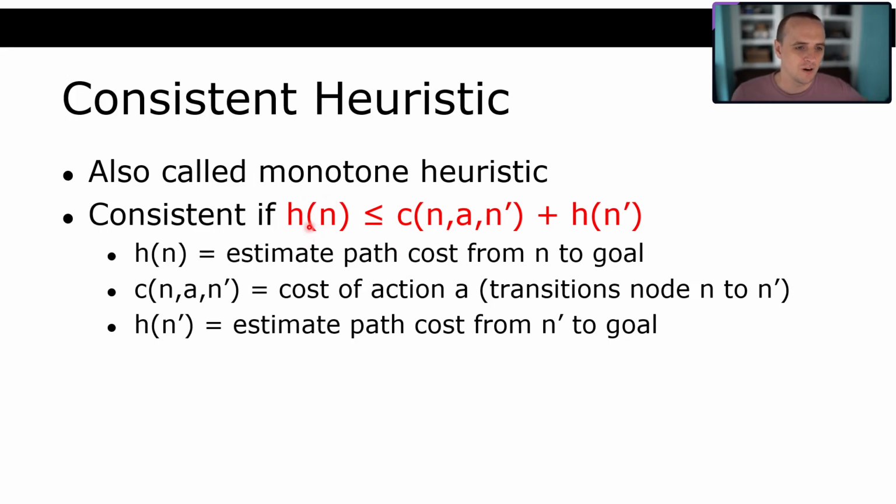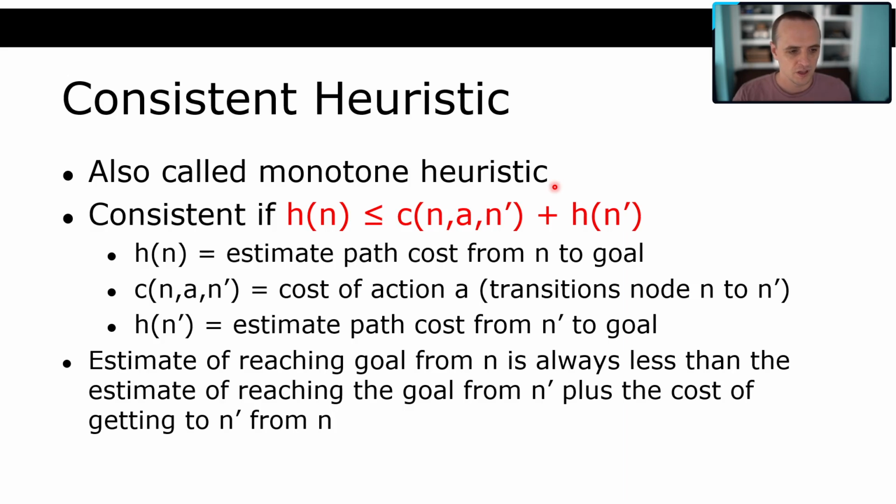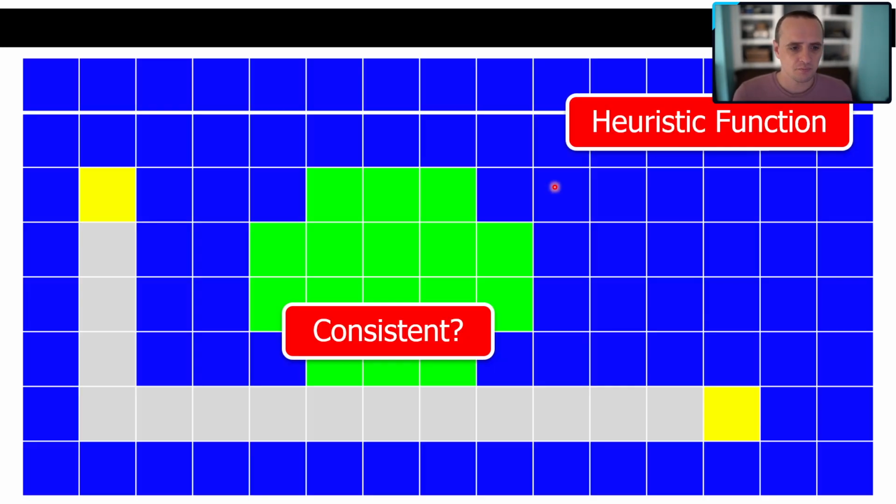Essentially, our guess at a current state has to be less than or equal to our guess at the child state, or the child node, plus the cost of getting to that node. So the estimate of reaching a goal from n is always less than or equal to the estimate of reaching the goal from n prime plus the cost of getting from n to n prime. Now, that is a bit to wrap your head around, but I'm just going to leave it there. Just know that for our cases in this course, the Manhattan distance heuristic for four-directional movement is consistent.